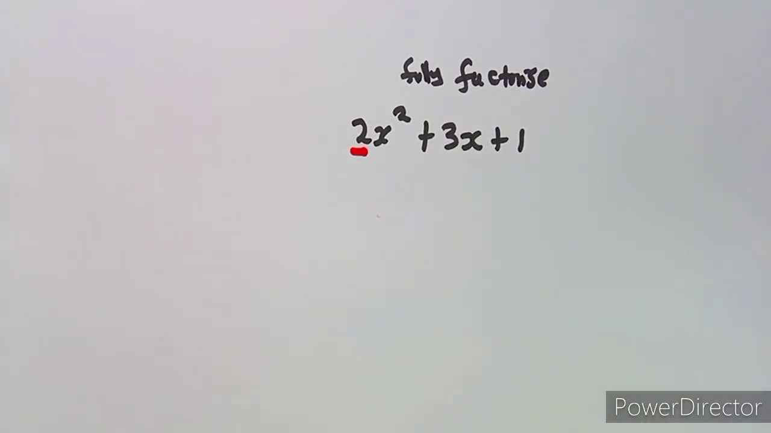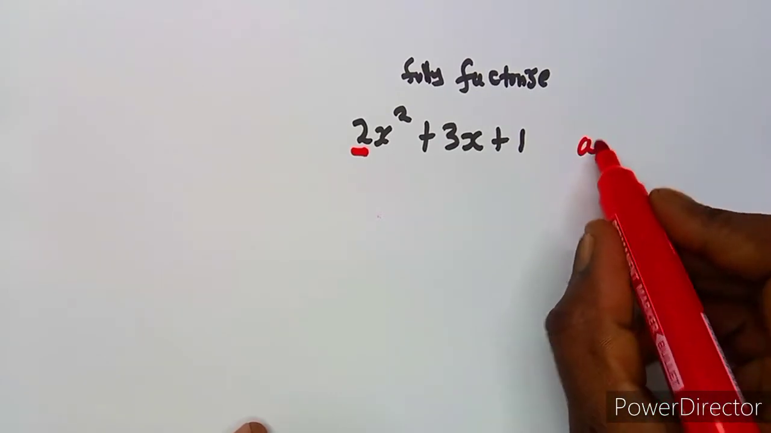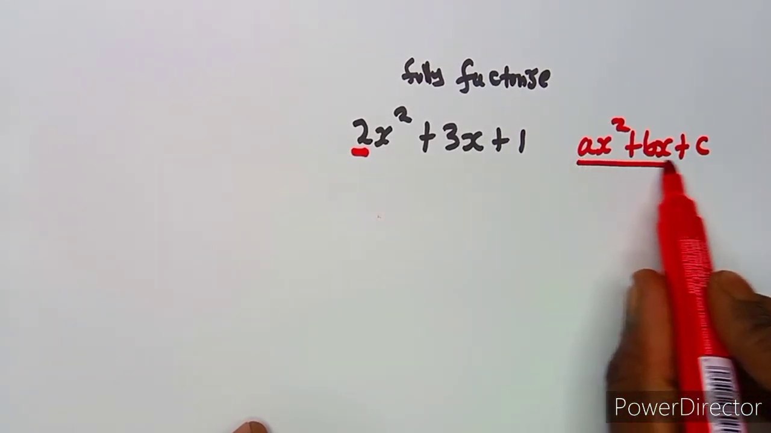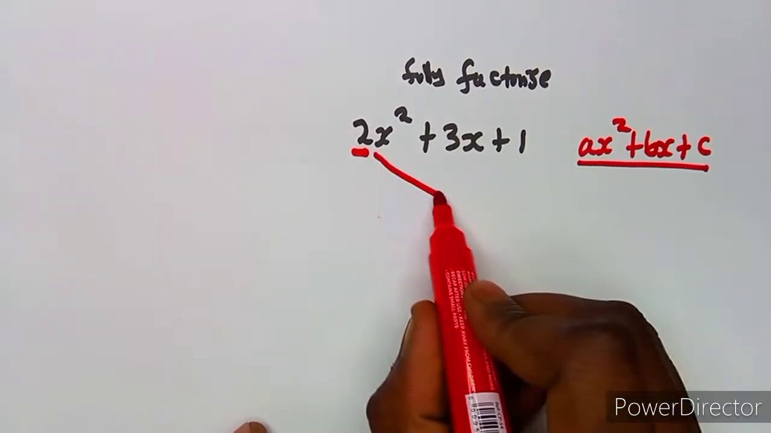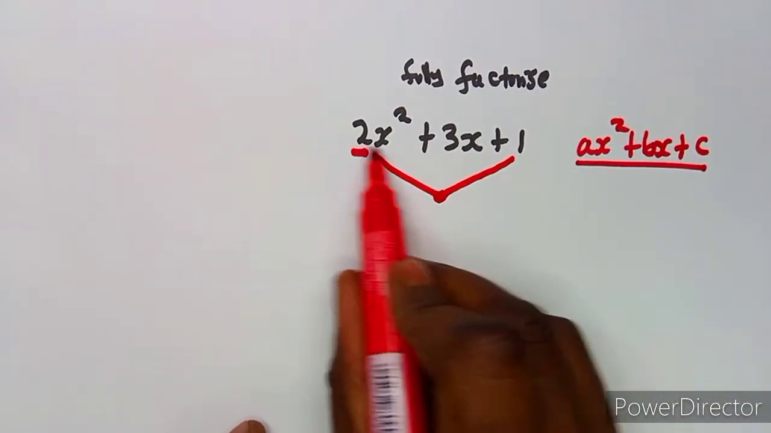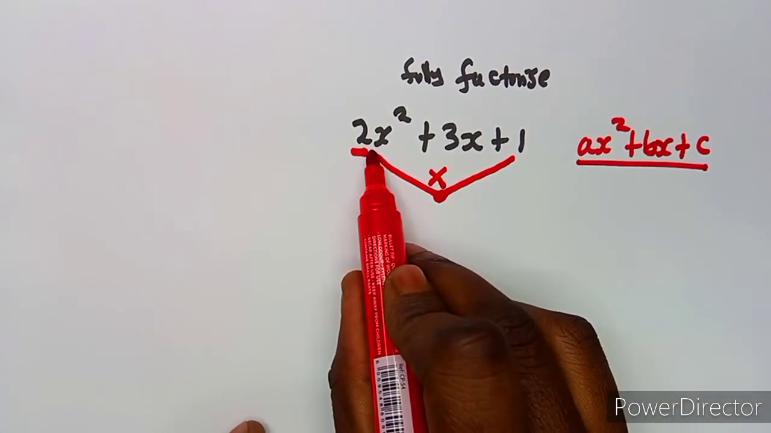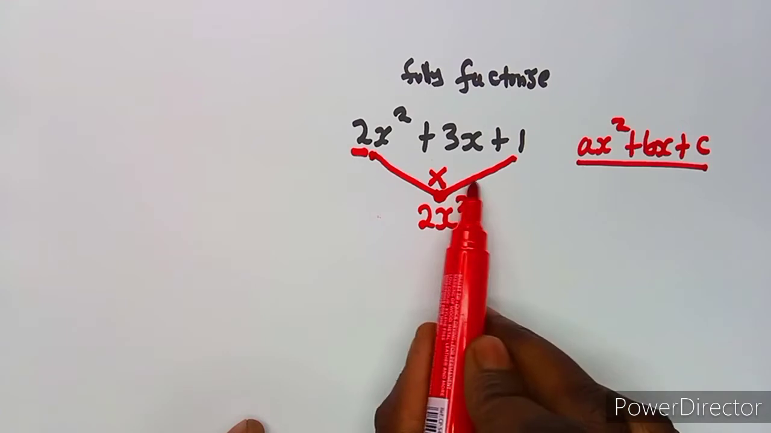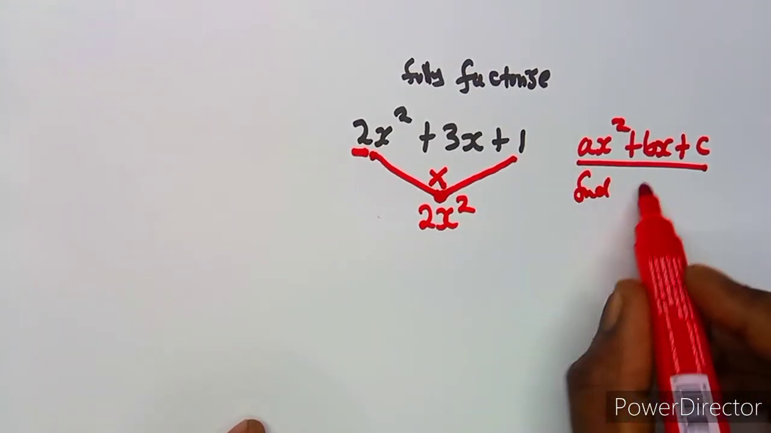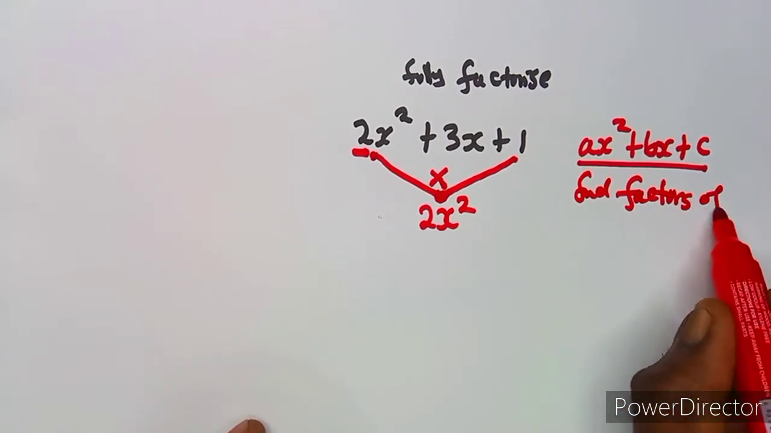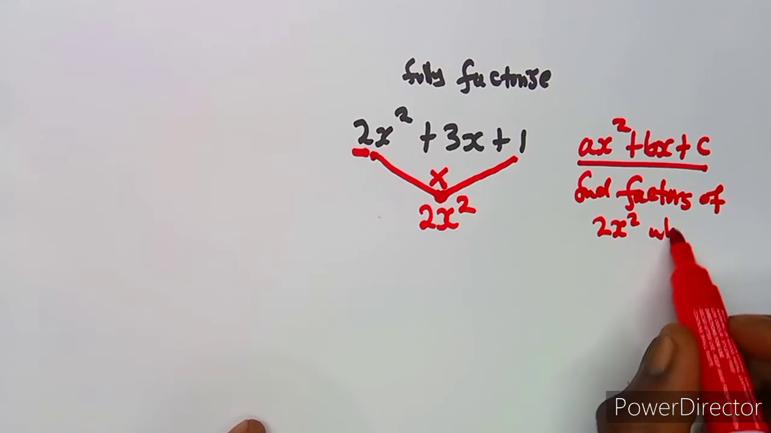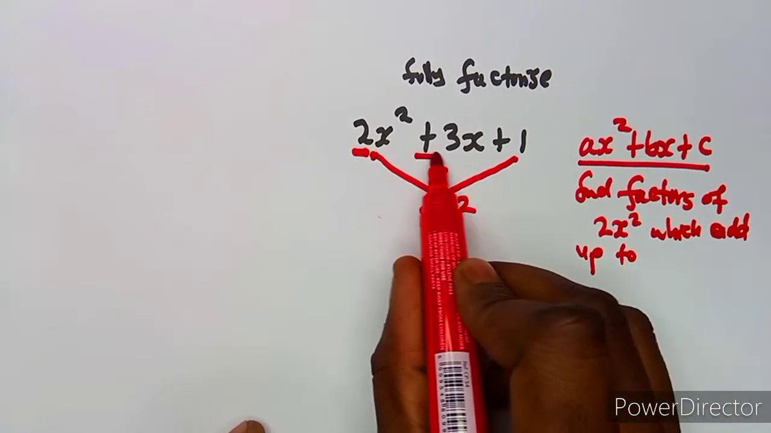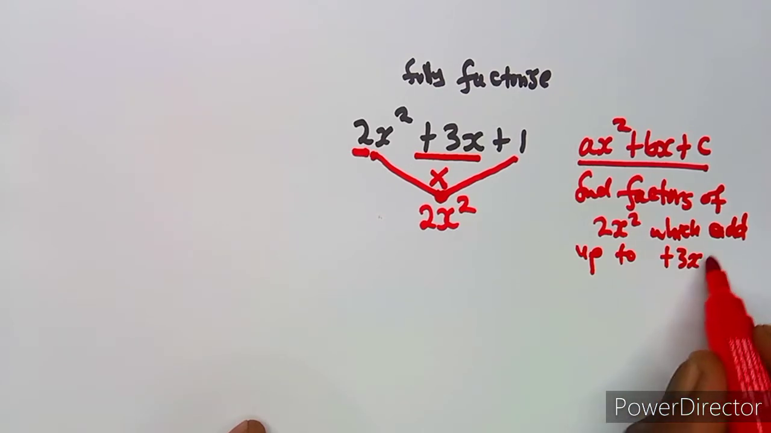You multiply the first term and the last term, provided that your expression is in this form, ax squared plus bx plus c, like this. So you first rearrange in this way. Once it is in this format, you multiply the first term and the last term. So it's 2x squared times 1, which is 2x squared. Then you find factors of 2x squared which add up to give the middle term, and this is our middle term, which is plus 3x.